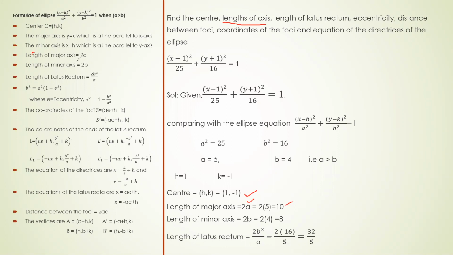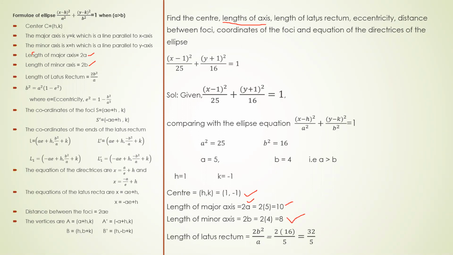Now similarly, the length of the minor axis is 2b. So 2b, the b value is 4. So substitute 2 into 4 is 8. Okay, so this is the length of the minor axis. Both the lengths we have calculated.